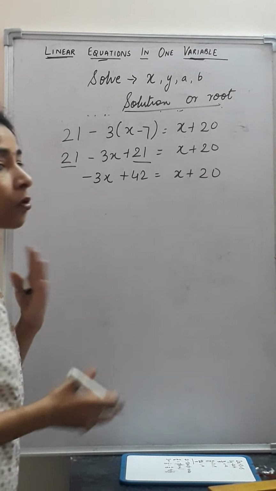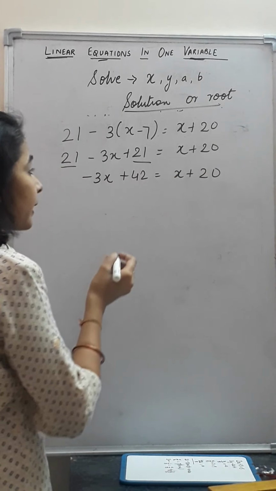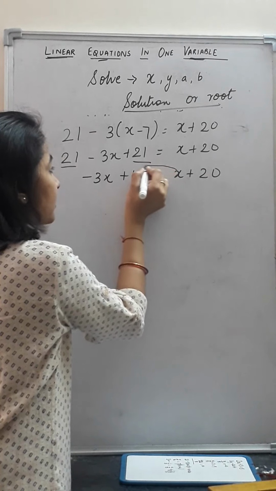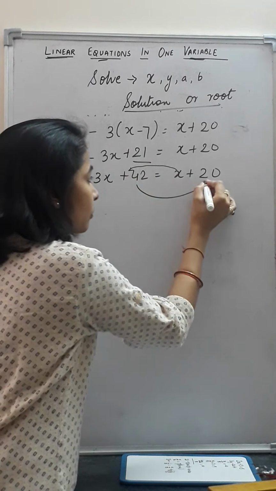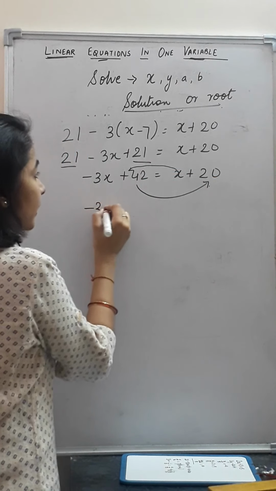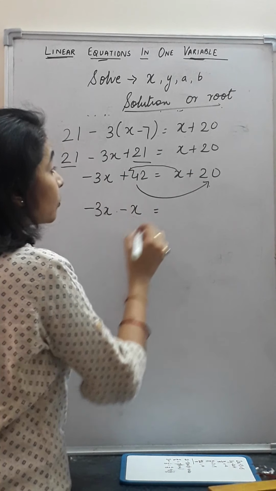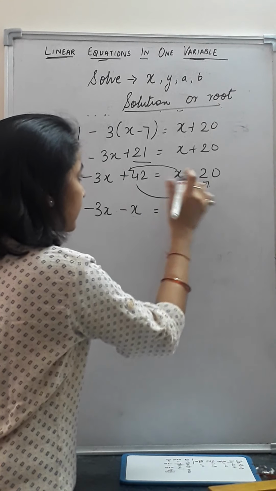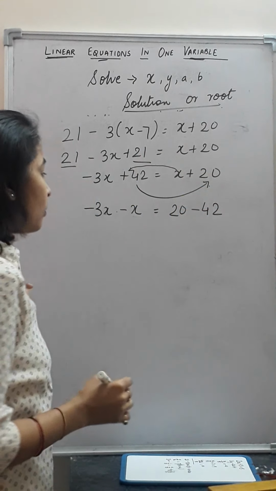Now we will bring all the like terms on the same side. This x will come here, and the sign will change. This 42 will go here, and again the sign will change. So minus 3x, and this x comes here as minus x, is equal to 20 remains as it is, and this 42 comes here, so the sign changes. So 20 minus 42.